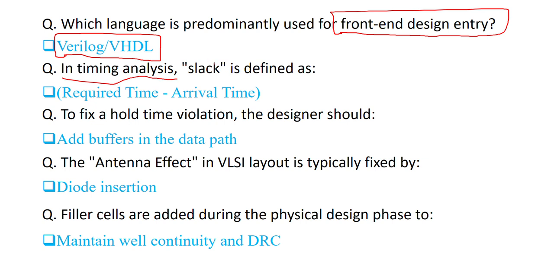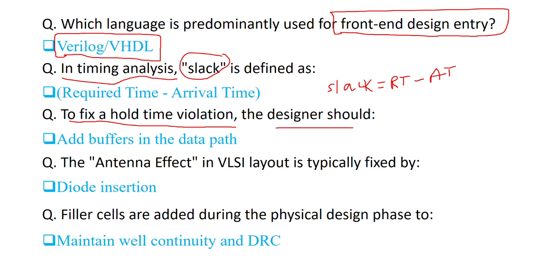In timing analysis, slack is basically defined as required time minus arrival time. And to fix the hold time violation, the designer should add buffers in the data path. We generally add buffers in our data path just to avoid the hold time violation.